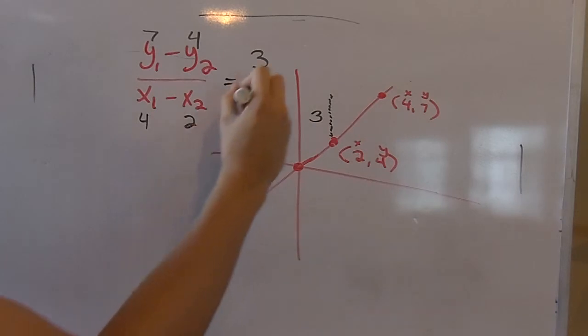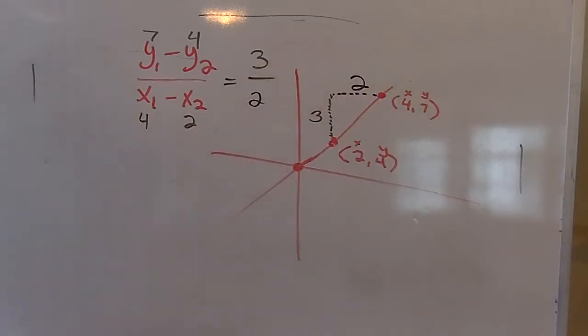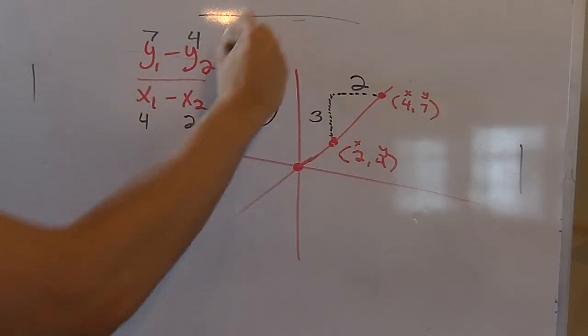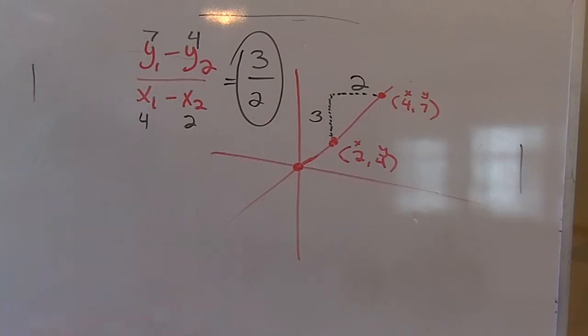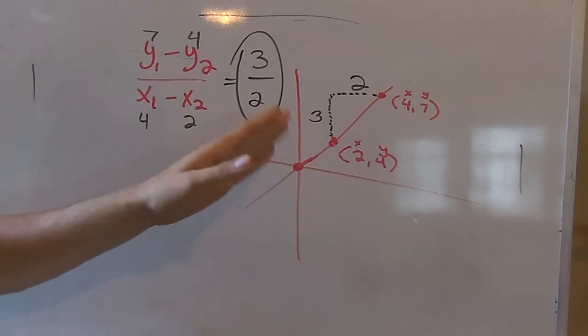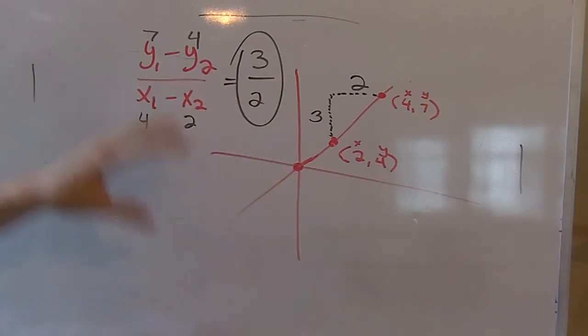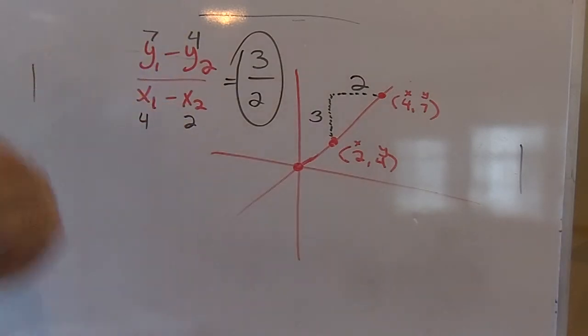So when I do 4 minus 2, I get 2. That's telling me there are 2 spaces horizontally between my 2 points, which now means my slope is 3 over 2. And remember, this is my constant rate of change as well. This is the ratio of the rate of change for my points. And you pick any 2 points on a line and you find the vertical and horizontal distance between them. The answer will always be a ratio that's equivalent to 3 over 2.